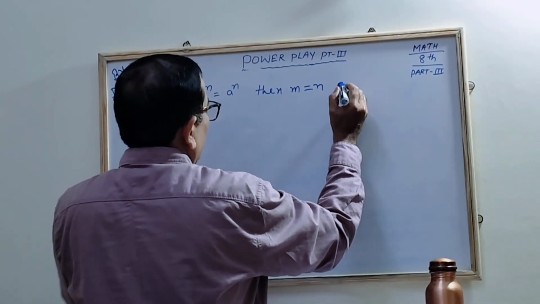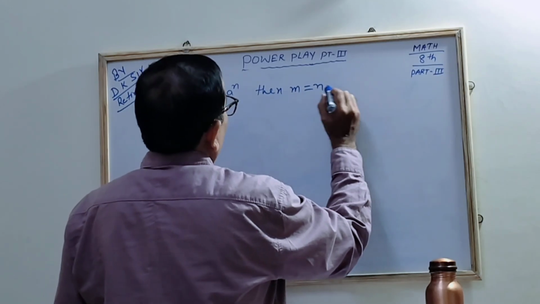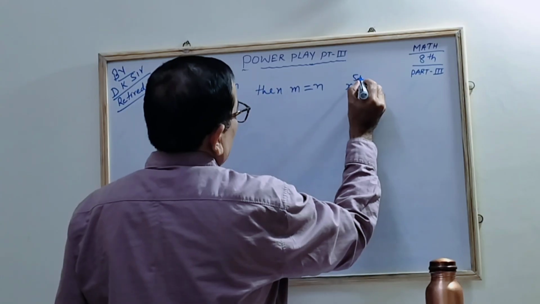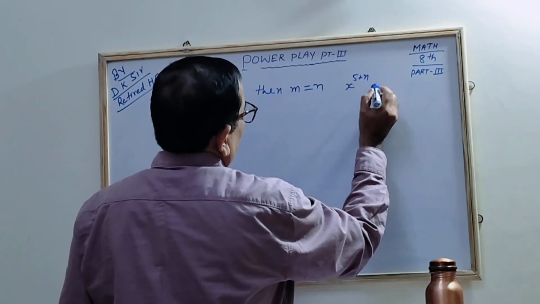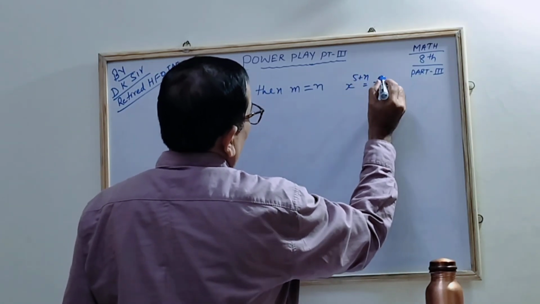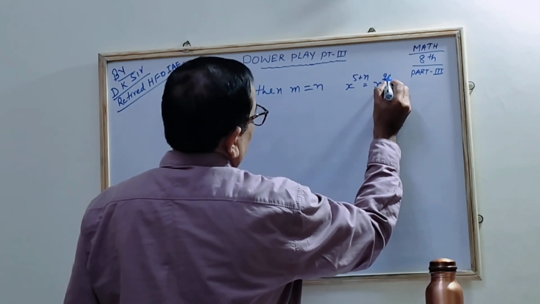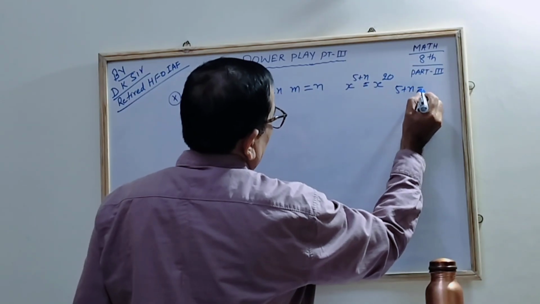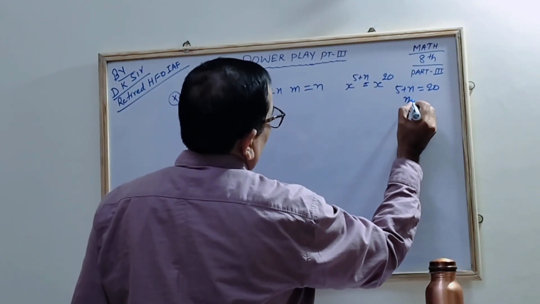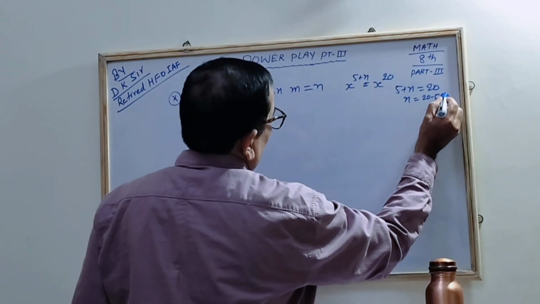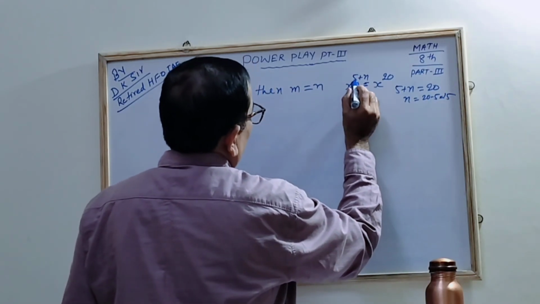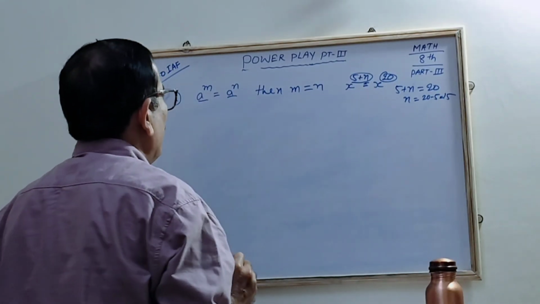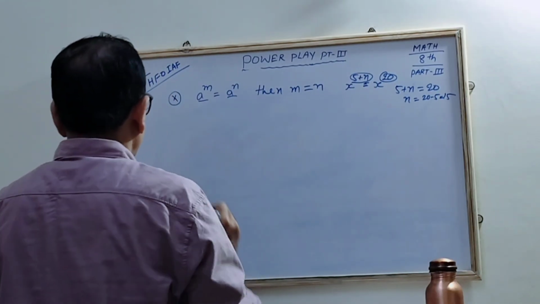For example, we can see x to the power 5 plus n is there, and x to the power 20 is there. Then we can write 5 plus n is equal to 20, and we can find n is equal to 20 minus 5, which is equal to 15. Understood? The powers will also be equal if the bases are equal, correct? The powers may be written differently, but both will be equal.